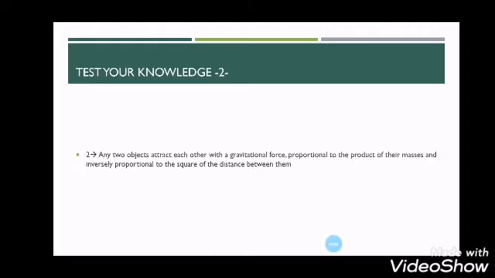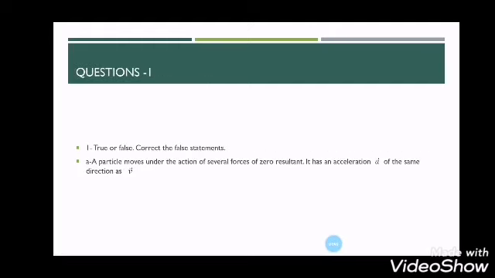So this law says that any two objects attract each other with a gravitational force proportional to the product of their masses and inversely proportional to the square of the distance between them. This is the law. Now, questions. Number 1, true or false, correct the false statements.